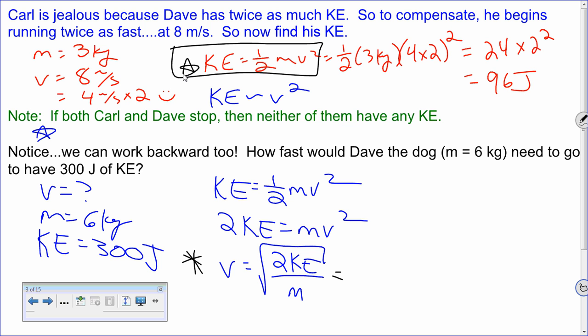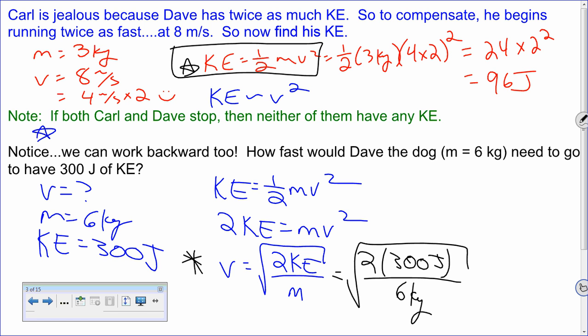All right, so we can now find the velocity that they would have to have, right? So it's going to be the square root of 2 times 300 joules divided by its mass, 6 kilograms. Don't forget the square root. And you get 10 meters per second. Problems?